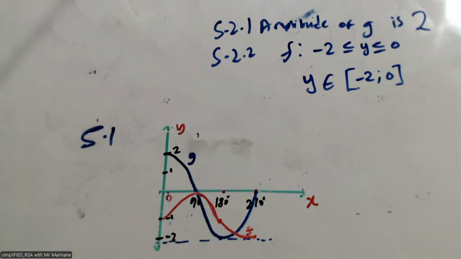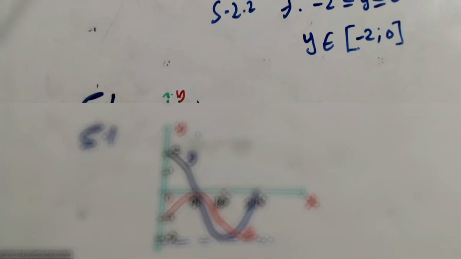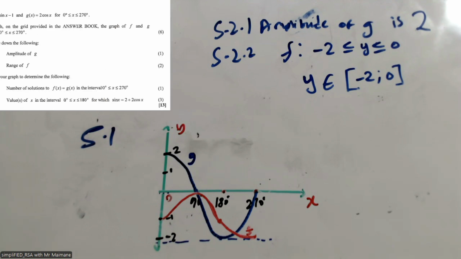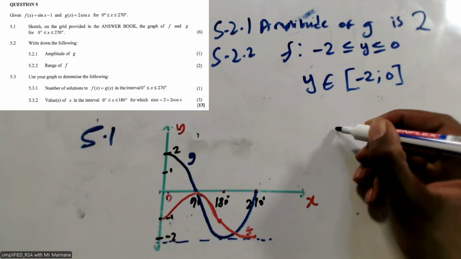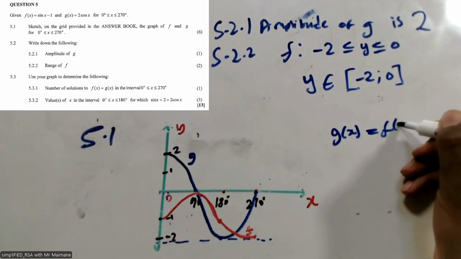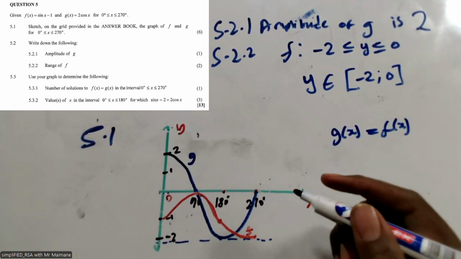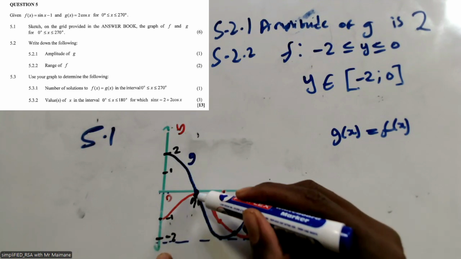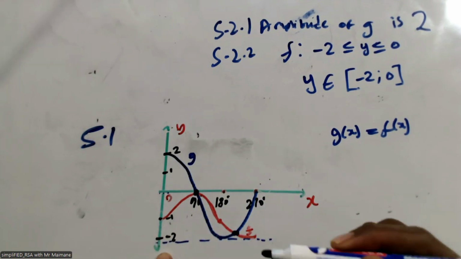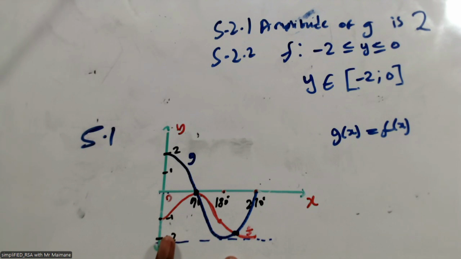And then the next question, 5.3, we have to use the graph to determine the following. Number one, 5.3.1, we have to determine the number of solutions for f of x equals g of x in the very same interval between 0 and 270 degrees. Now, here's the thing. The solution where g of x equals f of x is actually where there's an intersection of the graphs. So we can see the graphs intersect there and they intersect there. There's this intersection and there's this intersection. So two intersections means there are two solutions.